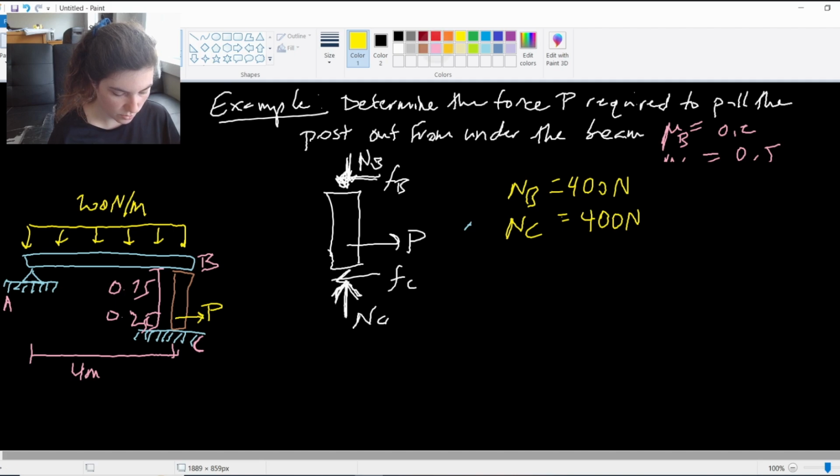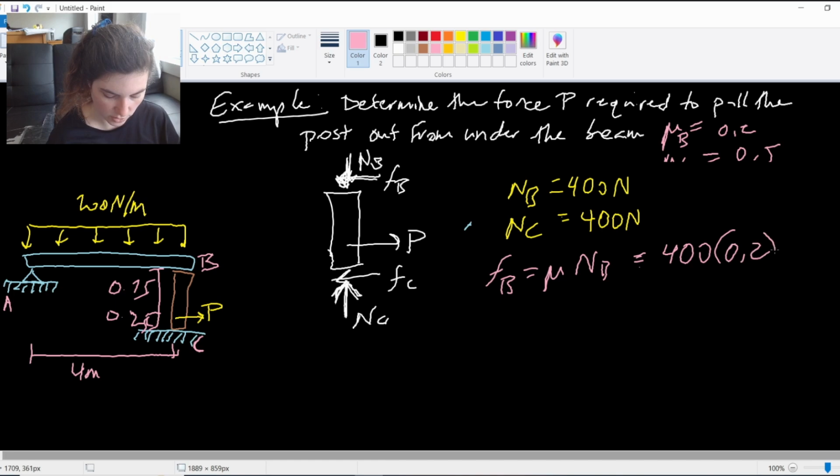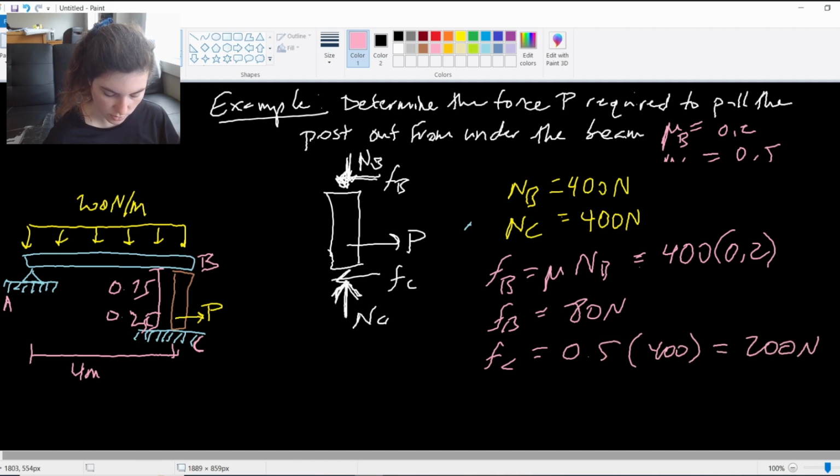So if I use my friction equations, FB equals mu NB, I'm going to have 400 times 0.2. So my FB would be 80. And then my FC in this case, 0.5 times 400 is going to be 200 newtons.